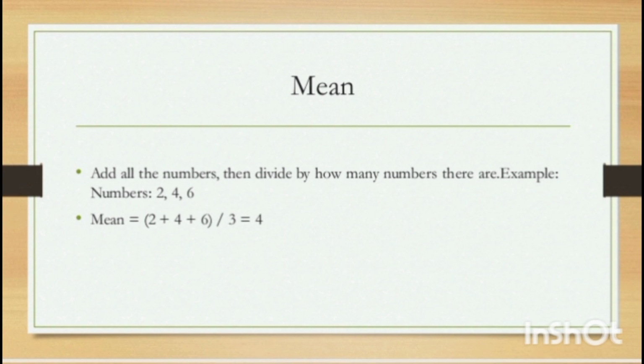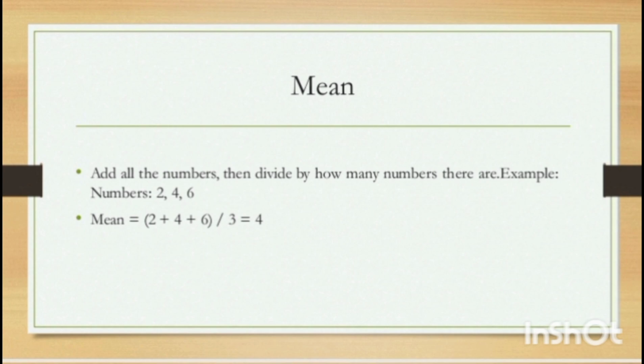It can be used with both discrete and continuous data. It is used most often with continuous data. We do not want to apply it when the data is skewed. The mean is denoted by x bar or mu. The formula of mean is the sum of all values divided by the number of values.